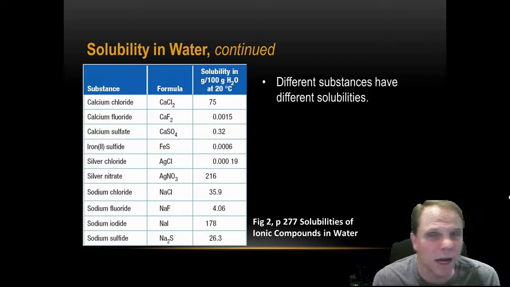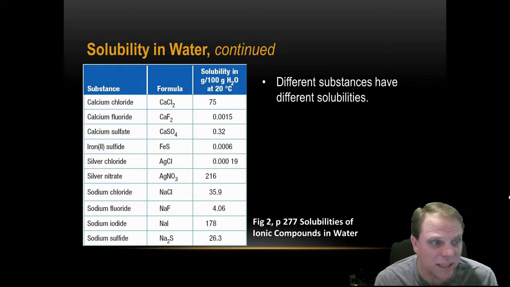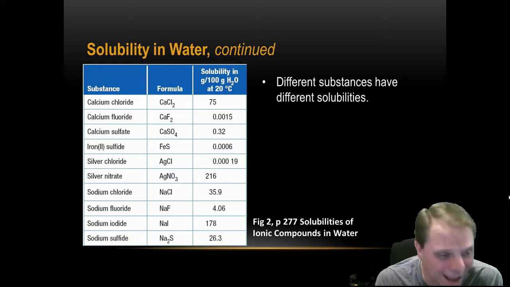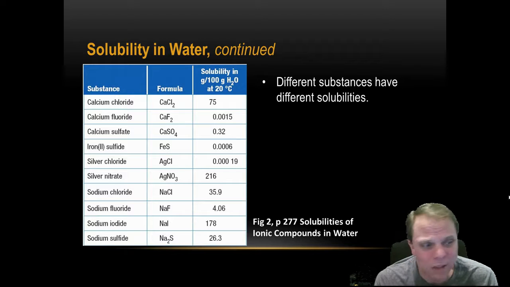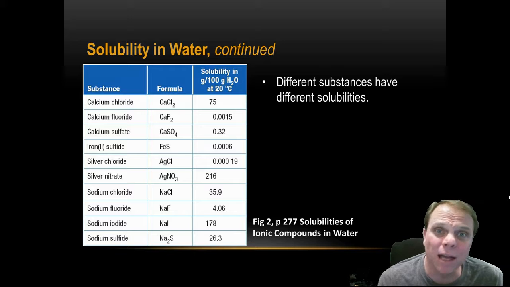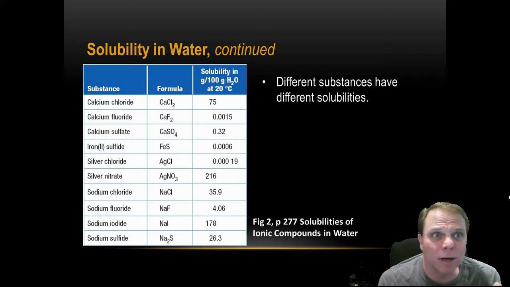So for instance, I can talk about the solubility of these various different substances. Calcium chloride has 75 grams that can dissolve in 100 grams of water at 20 degrees Celsius, and that's a pretty decent amount. If you look down to the middle of the chart, you see silver chloride, which is only dissolving 0.00019 grams in 100 grams of water. So some things are more soluble than other things. Some things can dissolve in greater quantities in 100 grams of water or a solvent than others. Not every substance has the same solubility.